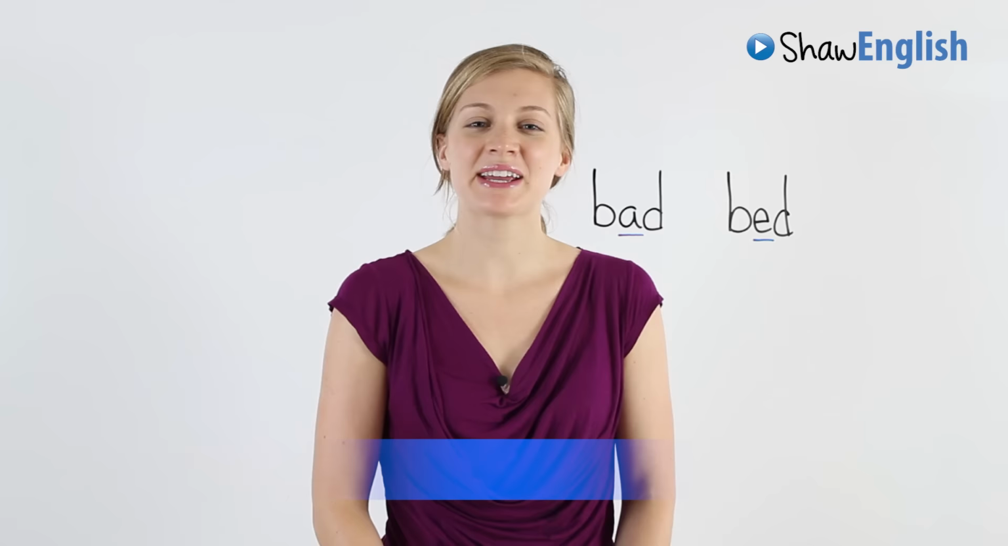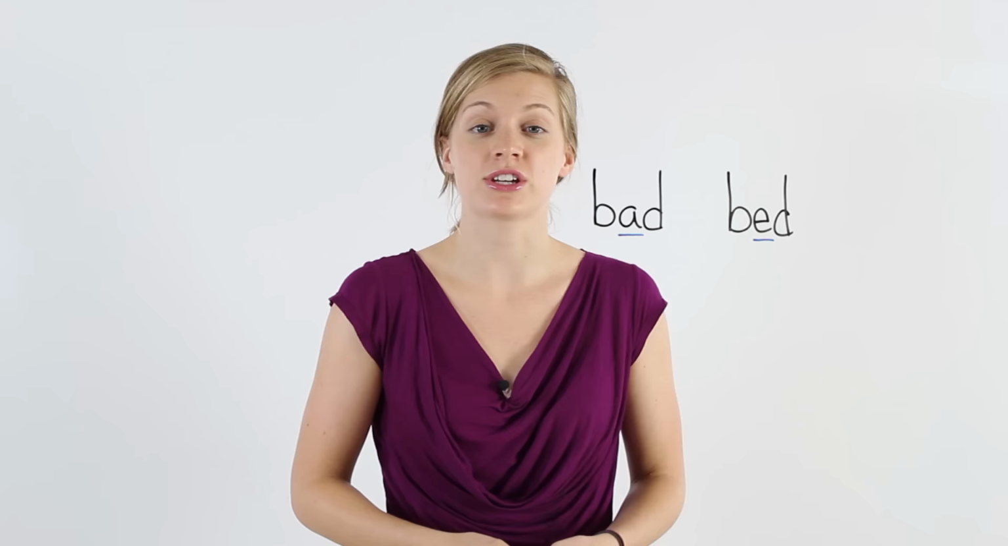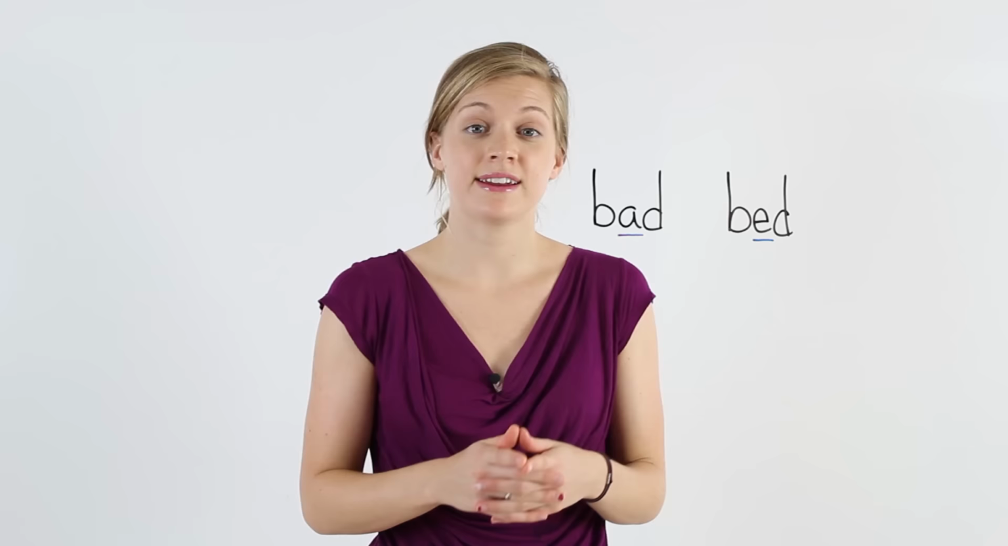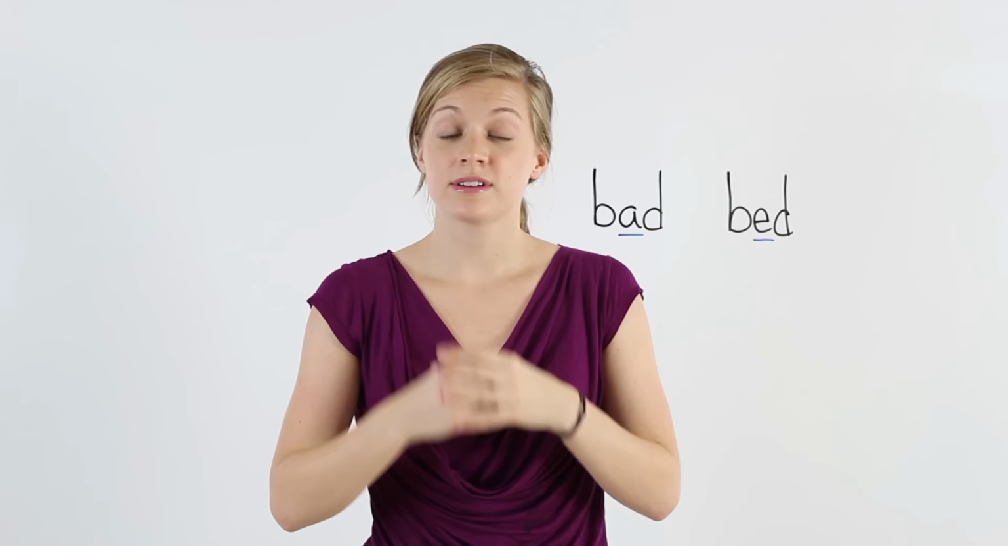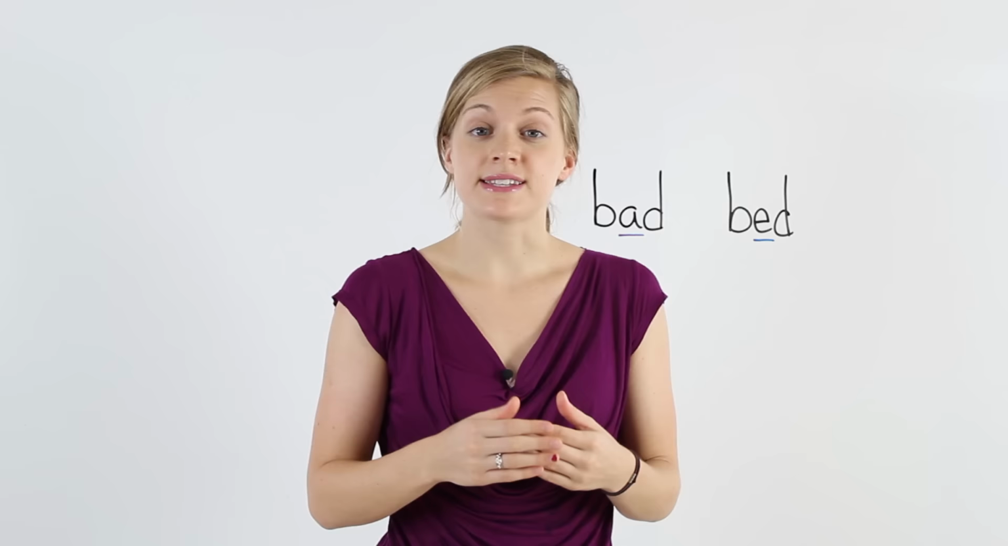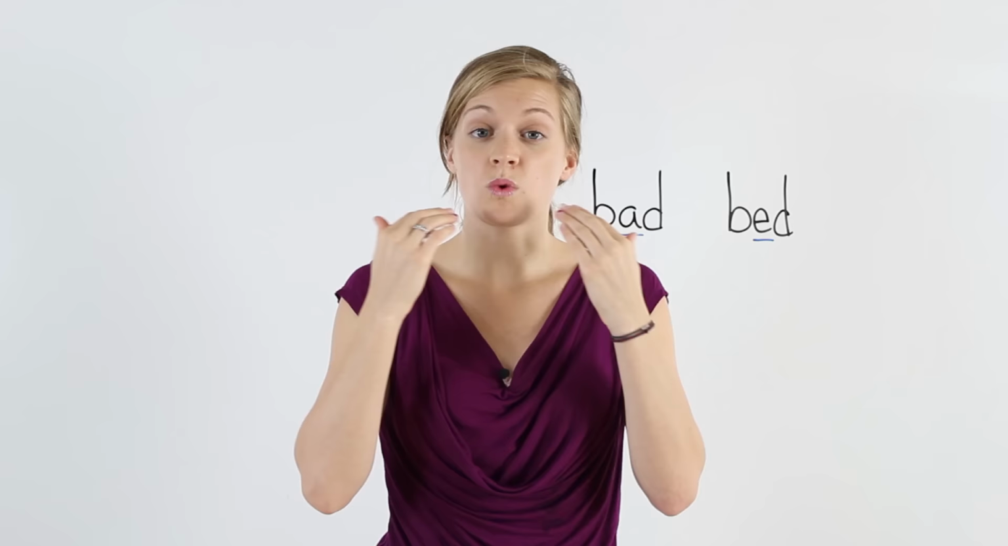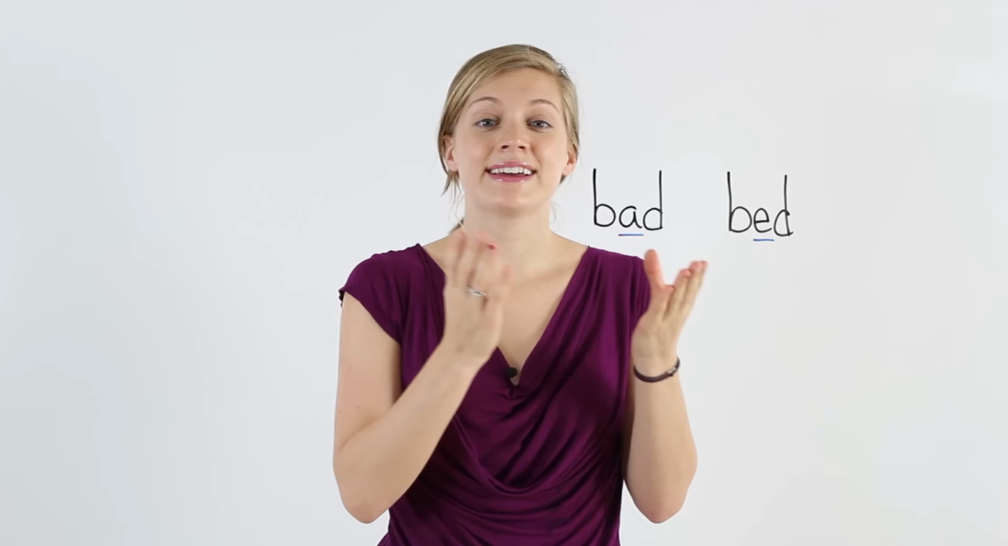Hi, my name is Molly, and in this video, we are going to be talking about the differences in pronunciation between a and e. Now, you may notice when I say a, my mouth is round and my jaw drops. However, when I say e, my mouth does not drop. And it's wider. A and eh.